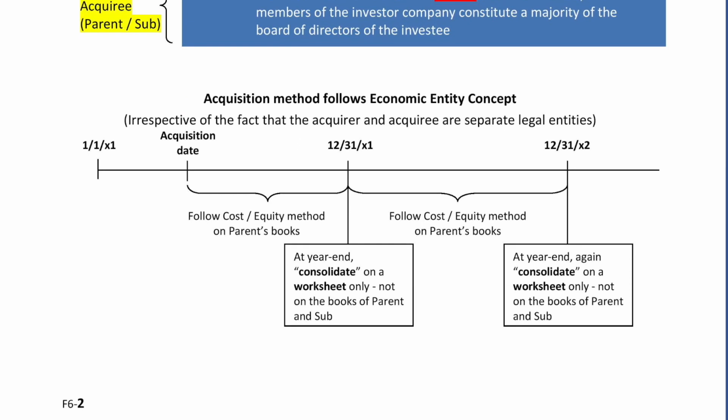During the year, the parent is going to account for the investment in its own books using the cost or the equity method. So highlight: follow cost or equity method on the parent's books. But at year end, they're going to consolidate the financials of the subsidiary into their own financials on a worksheet. So highlight: consolidate on a worksheet only, not on the books of the parent and subsidiary. Next year again, they're going to account for the investment in the subsidiary using the cost or equity method on the parent's books. At year end again, they're going to consolidate on a worksheet only.